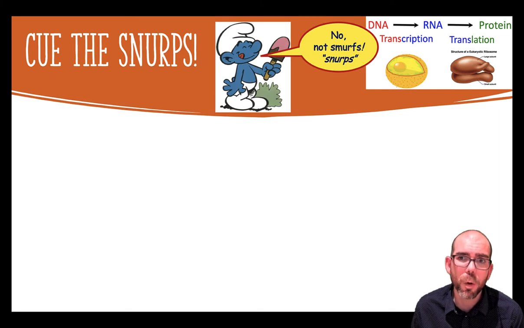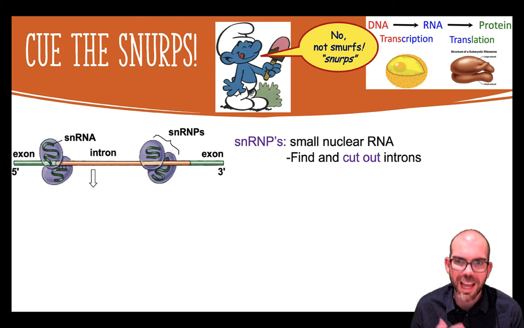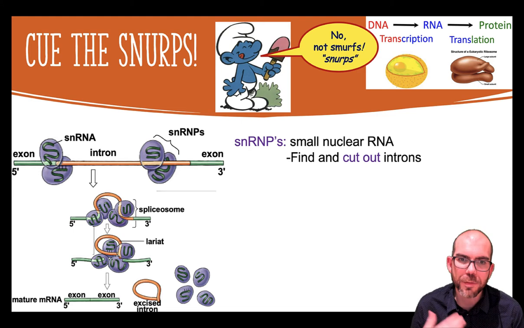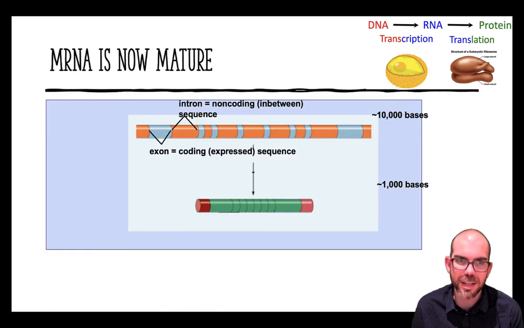To do that, we're going to use SNRPs. SNRPs are small nuclear RNA that are able to find introns and cut them out. SNRPs will often work together in groups called spliceosomes. These spliceosomes will go up to the beginning and the end of the intron, cut out the intron, and glue together the exons. This now will give us a mature transcript, a transcript that's made only of exons that are expressed. And there's quite a chunk that's cut out. In this example, you can see we started with premature mRNA that had 10,000 bases. Now we're down to only 1,000 bases with our mature transcript.